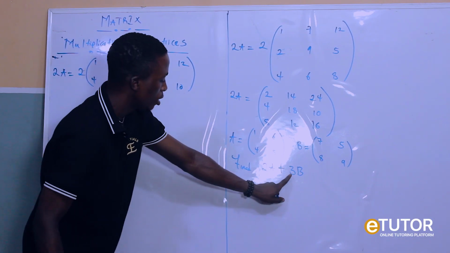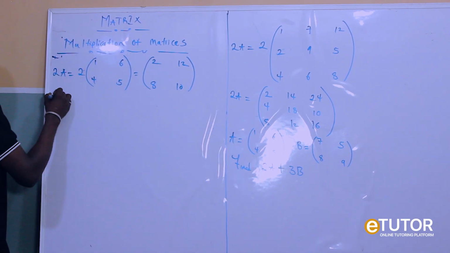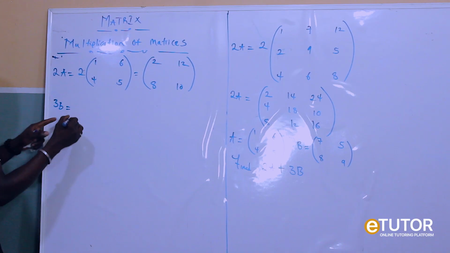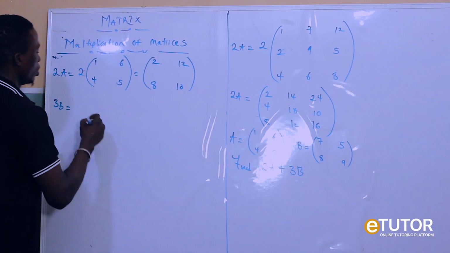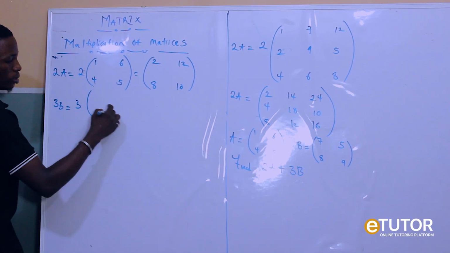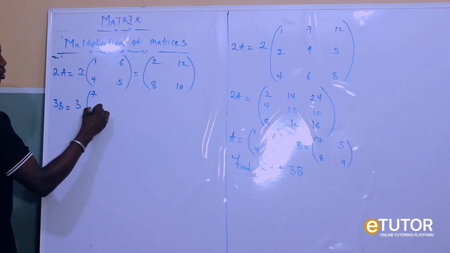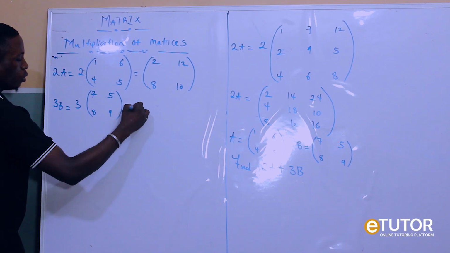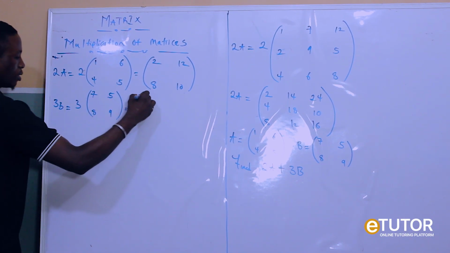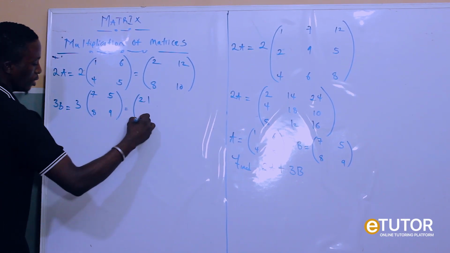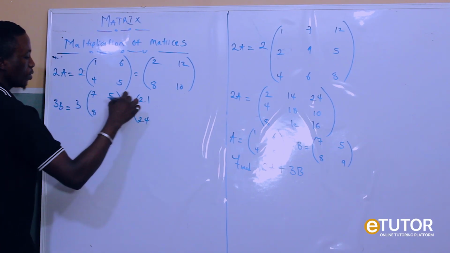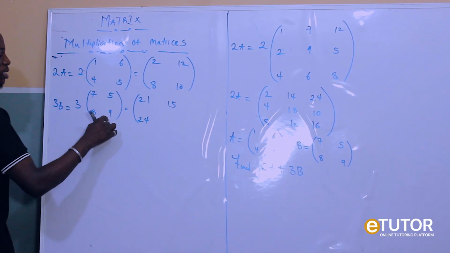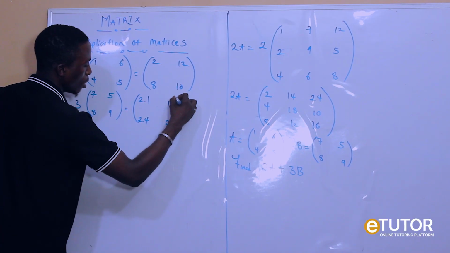The next thing to do is find your 3B. My 3B is simply 3 multiplied by my matrix B. So that is 3, open bracket, 7, 8, 5, 9. This will be equal to 3 times 7 gives 21, 3 times 8 gives 24, 3 times 5 gives 15, and 3 times 9 gives 27.